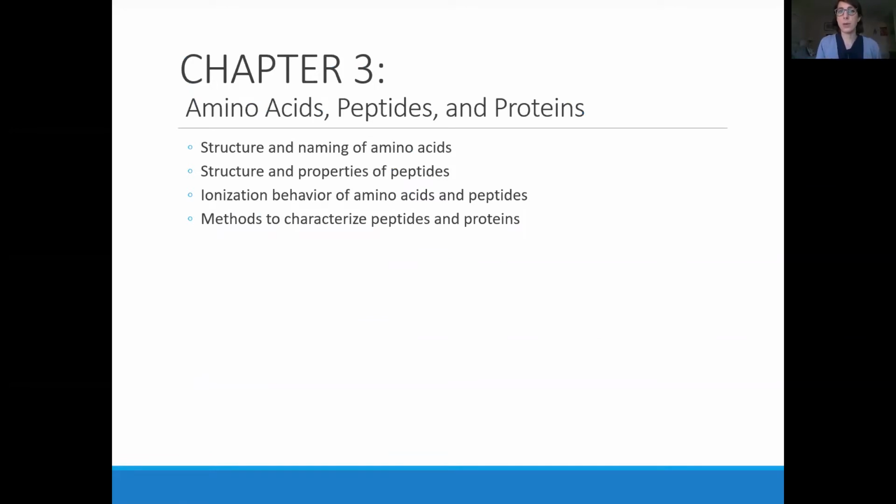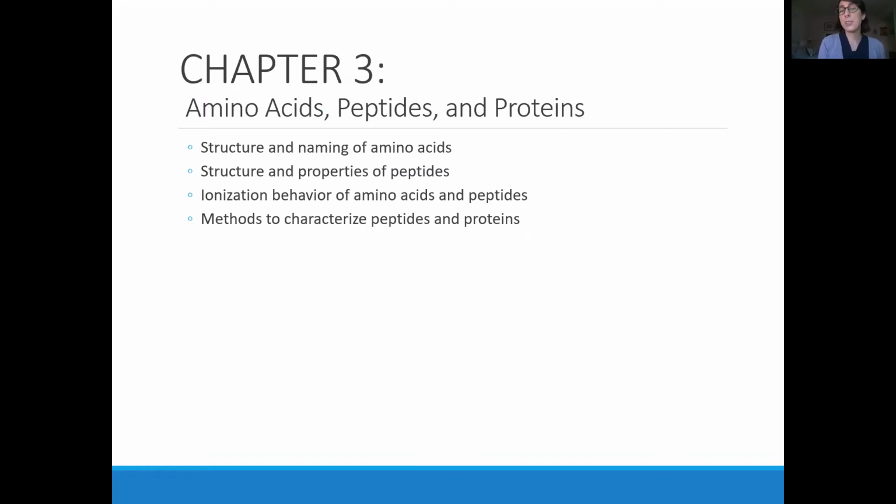We're going to think about the building blocks of amino acids, their structure and naming, and then peptides, their structure and properties. And then we'll also be talking about ionization behaviors for both those amino acids and the peptides. So it's going to focus on their buffering ability and pKa, some of the concepts we saw in chapter 2.